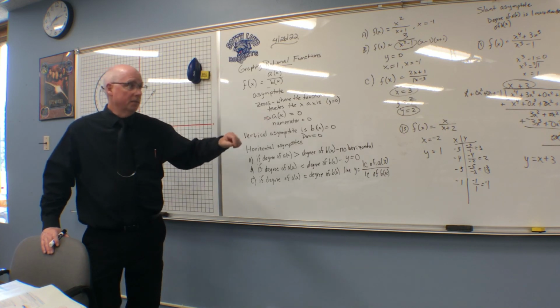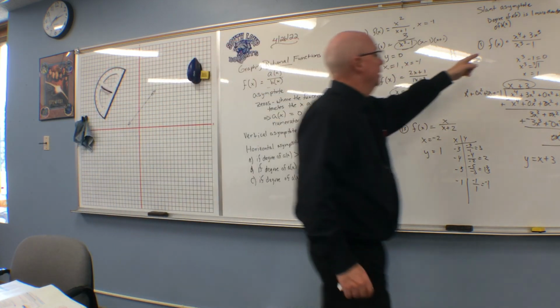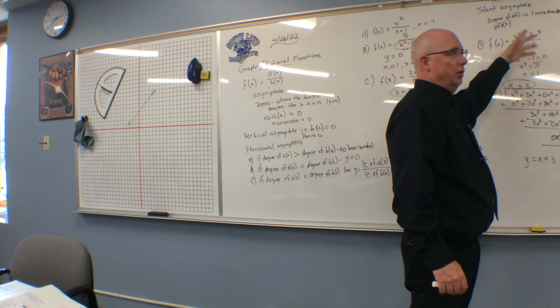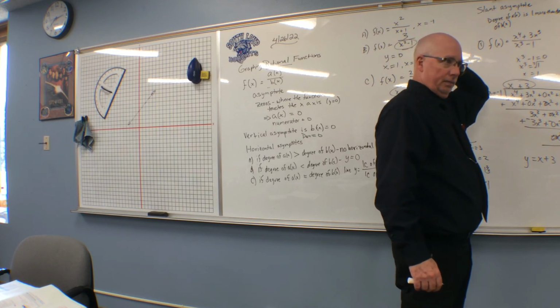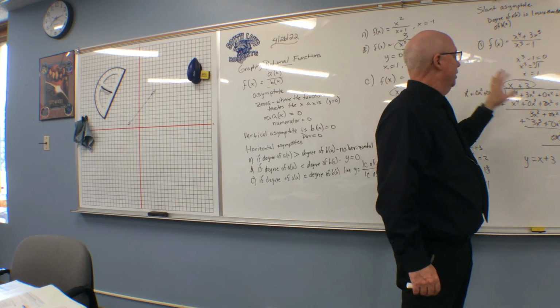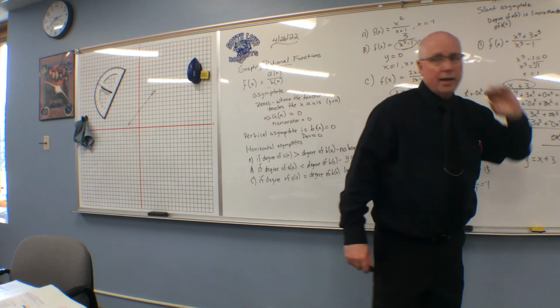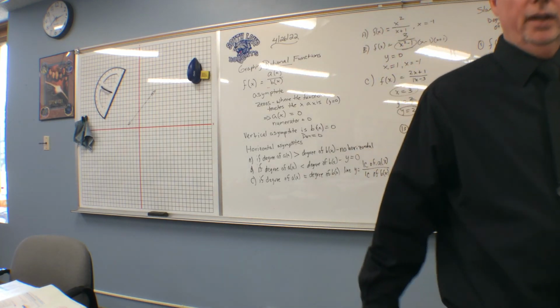But sometimes you'll just have an automatic slant asymptote. This will be larger and you couldn't factor it. So you'd have to do trial and error. You would have to do this. So slant asymptotes are not fun.